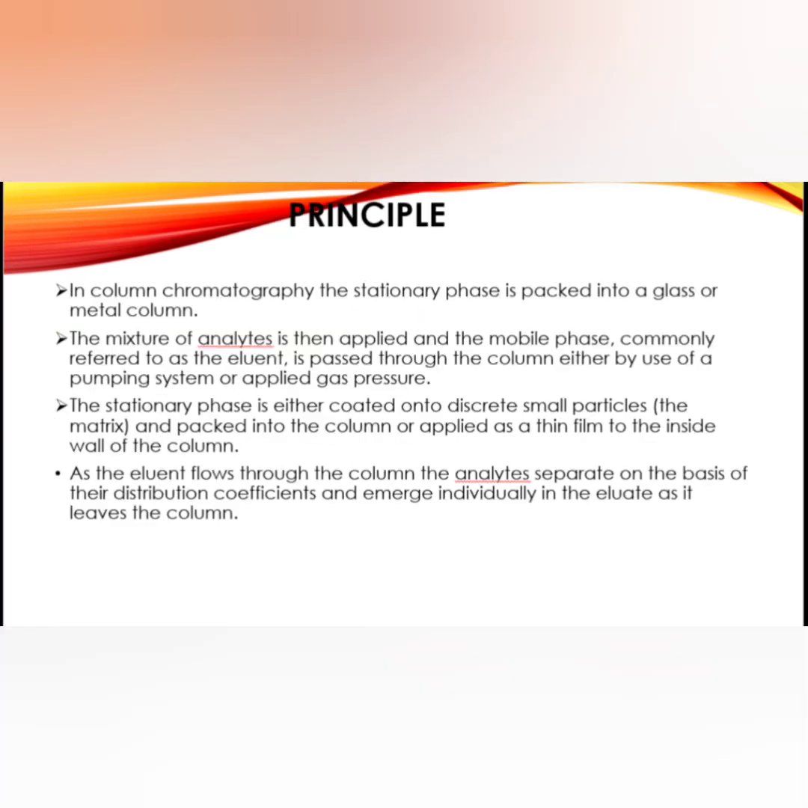Principle. In column chromatography, the stationary phase is packed into a glass or metal column. The mixture of sample is then applied and the mobile phase, commonly referred to as the eluent, is passed through the column either by use of a pumping system or applied gas pressure. As the eluent flows through the column, the analytes are separated on the basis of their distribution coefficient and emerge individually in the eluate as it leaves the column.